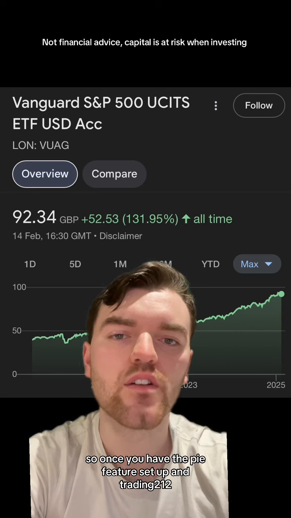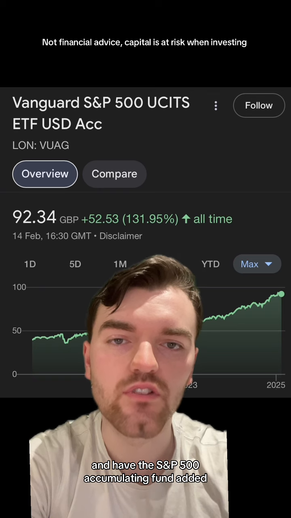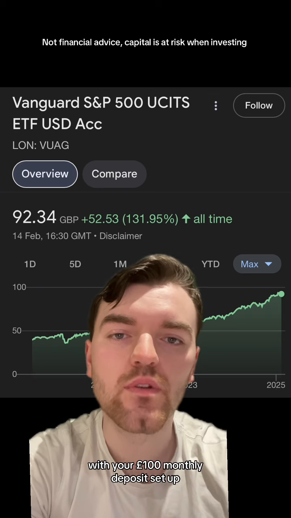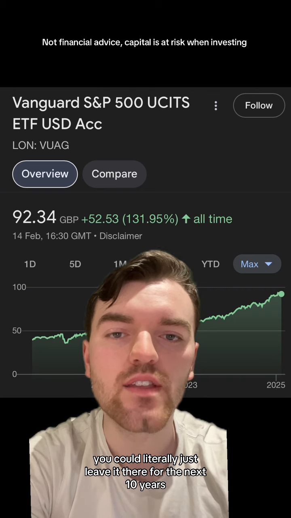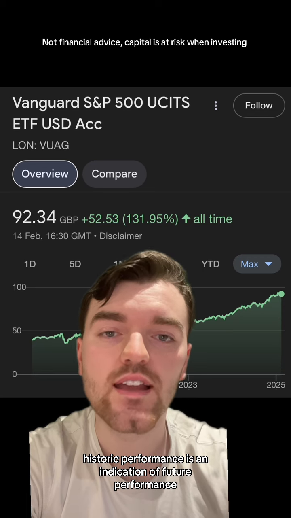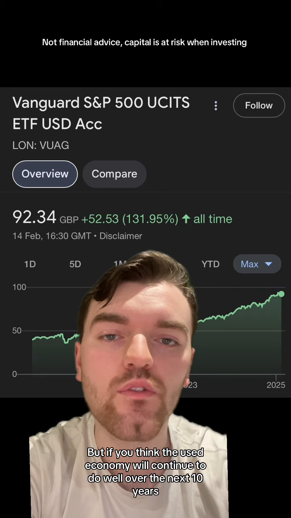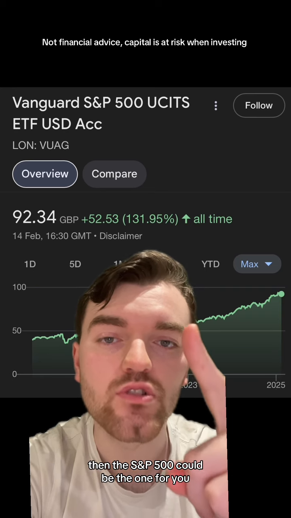So once you have the Pie feature set up on Trading 212 and have the S&P 500 accumulating fund added, with your £100 monthly deposit set up, you could literally just leave it there for the next 10 years and then check back in. Historic performance is not an indication of future performance, but if you think the US economy will continue to do well over the next 10 years, then the S&P 500 could be the one for you.